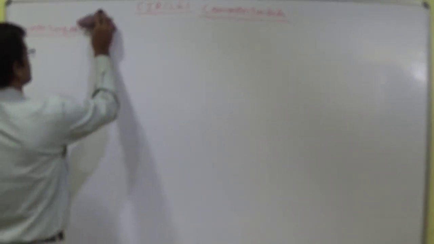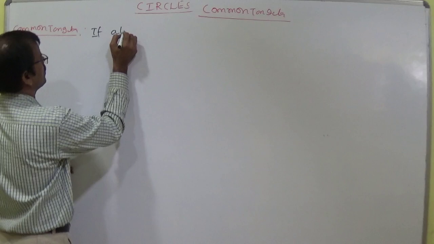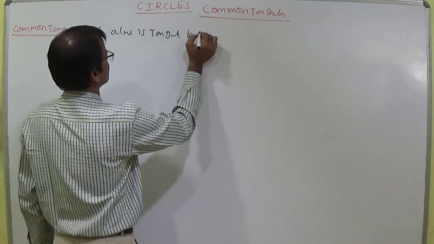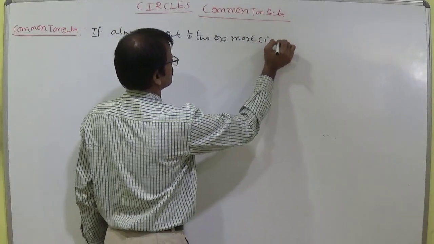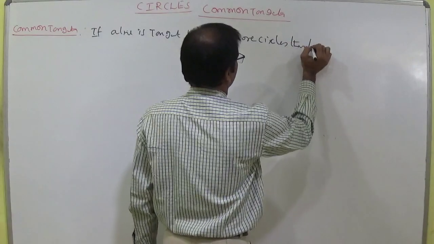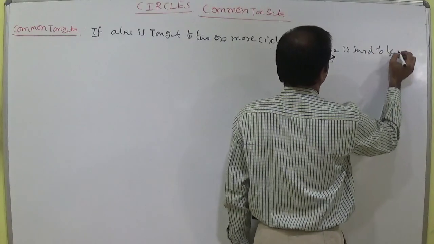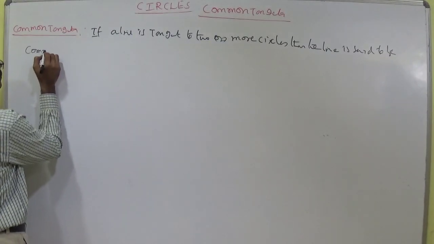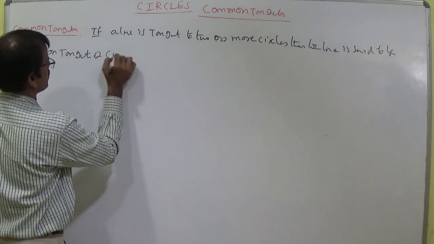If a line is tangent to 2 or more circles, then the line is said to be a common tangent of those circles. Common tangents of those circles.